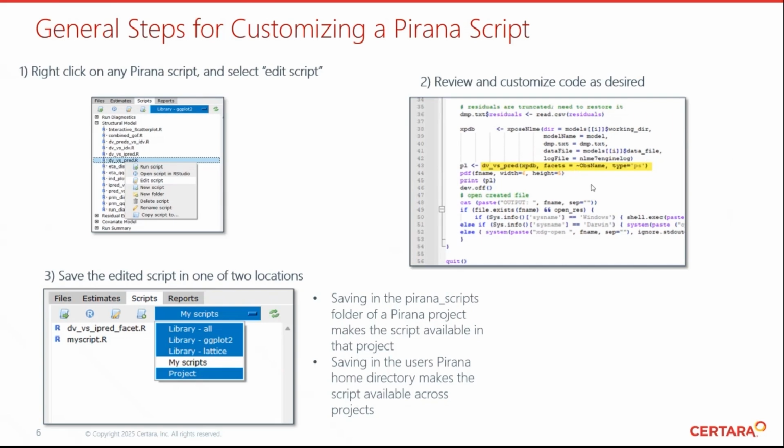Once you have the customized script as you need it, you then save that script, and you save it in 1 of 2 locations. If you save it in the Pirana scripts folder of a Pirana project, that will make the script available within that project. You also have the ability to save it in your Pirana home directory. There's a scripts library, which I'll show on the next slide. And if you save it there, it'll be available from this My Scripts area.